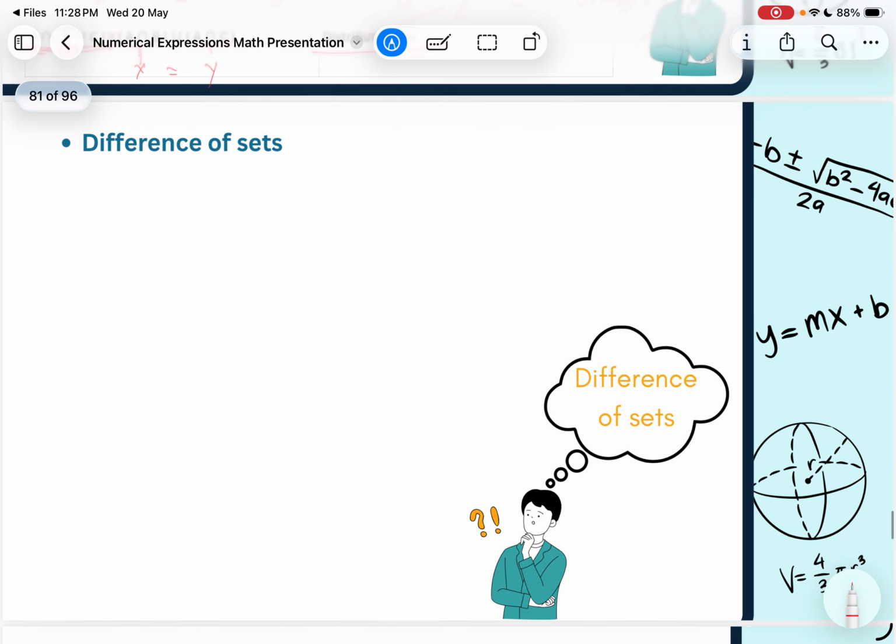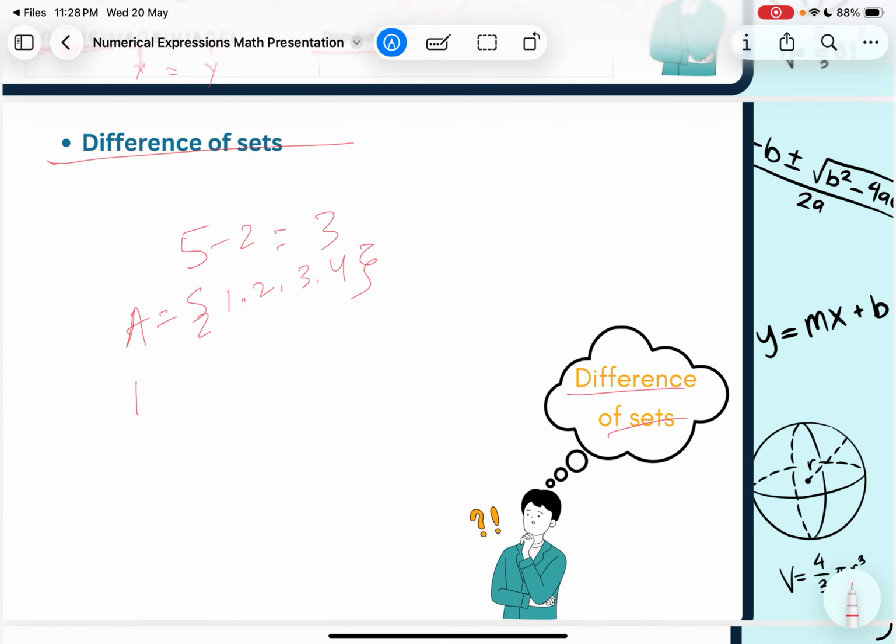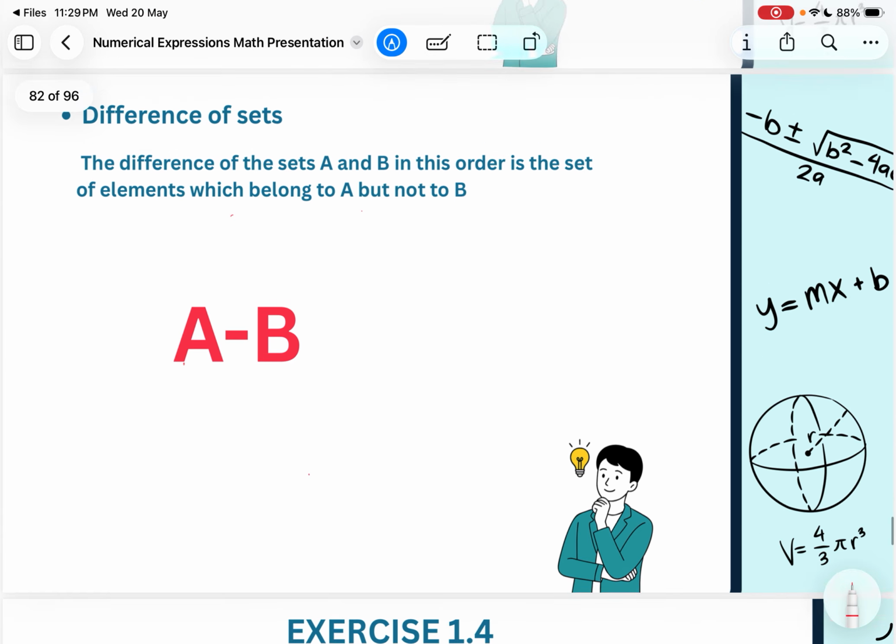Now difference of sets. Difference means 5 minus 2 equals 3, something like that. If we have a set A equal to 1 2 3 4 and a set B equal to 2 4, then A minus B, the symbol is minus, equals, we will remove all the elements of B from A, so 2 and 4 will be removed from here, so 1 and 3, right?